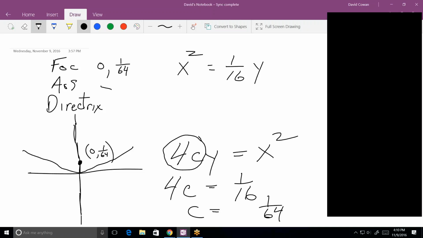X equals 0? Oddly enough, x equals 0 is the y-axis. It's the equation for the y-axis, just like y equals 0 is the equation for the x-axis.